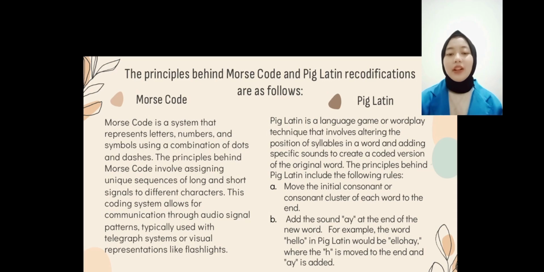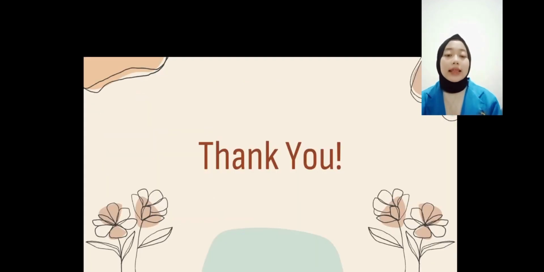This principle makes Morse code and Big Latin examples of how code can be manipulated to create new ways of communication or playful language games. Well, that's all the explanation about the principle of Morse code and Big Latin.